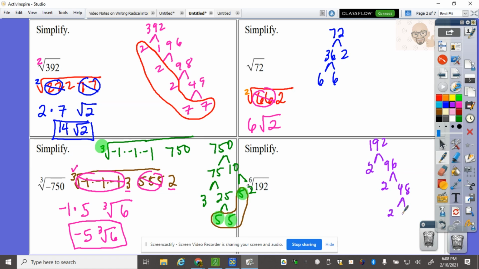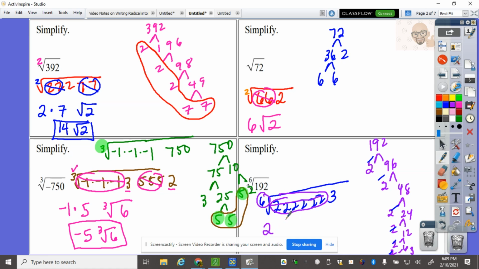48 can be broken into 2 and 24, 2 and 12, 2 and 6, and 2 and 3, right? So the star is kind of small there. Remember that the index here is 6. I have 1, 2, 3, 4, 5, 6, and a 3. And how many should be in a group? There should be 6 in a group. So this all to here will be crossed out and will step out, and you're going to have the 6th root of 3. And that's the answer. Kaboom.